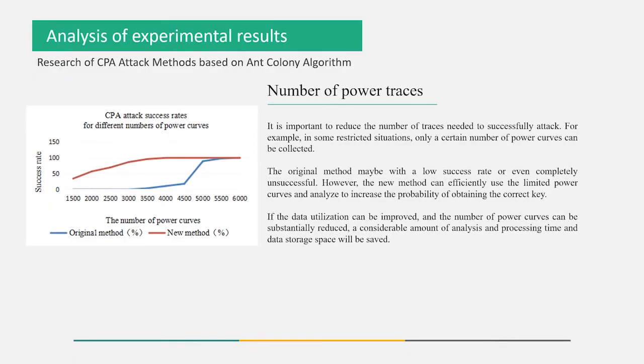It is important to reduce the number of traces needed to successfully attack. The new method can efficiently use the limited power curves and analyze to increase the probability of obtaining the correct key. As the data utilization is improved, the number of power curves can be substantially reduced. A considerable amount of analysis and processing time and data storage space will be saved.